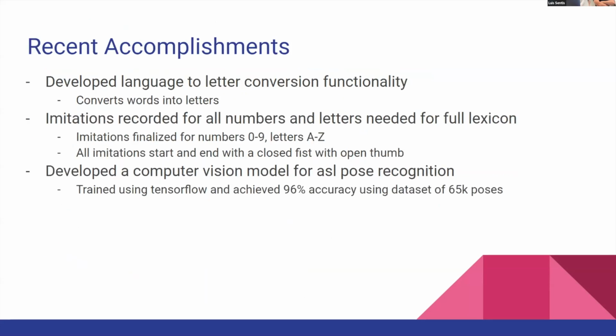And these are recent accomplishments since last time. We have fully developed our language to letter conversion functionality, so now we can convert our speech into letters and have it sign that out. We've recorded imitations for all numbers and letters. There was a lot of jankiness with that. Sometimes our servos would mess up. We've made sure all of them are at least identifiably the numbers and letters they're supposed to be. We also developed a computer vision model for recognizing ASL poses. We trained that using TensorFlow and achieved 96% accuracy using a data set we found online that contains about, I think, 80,000 poses.